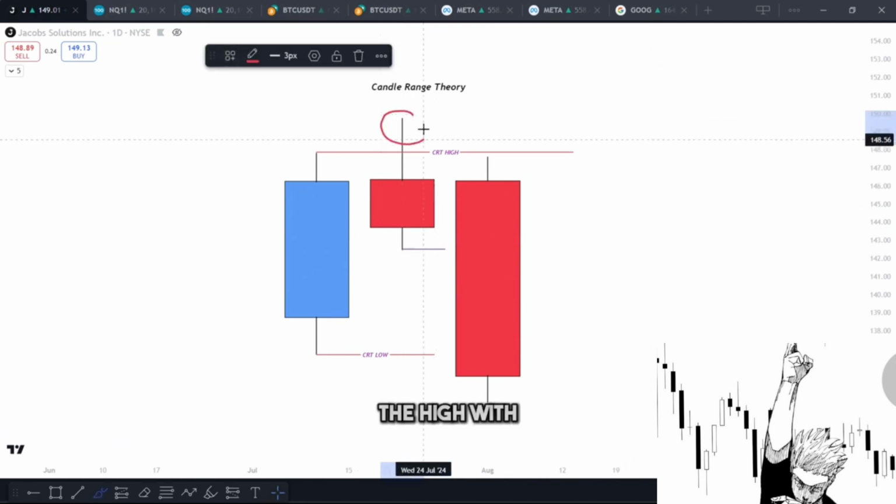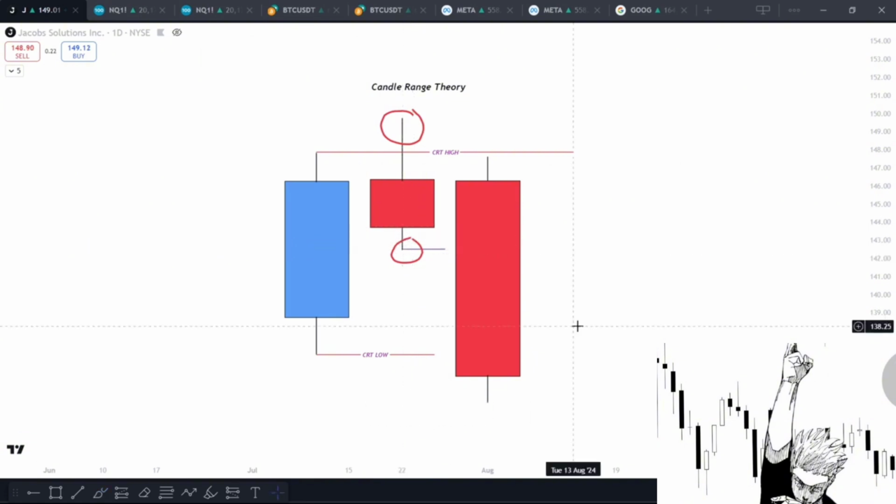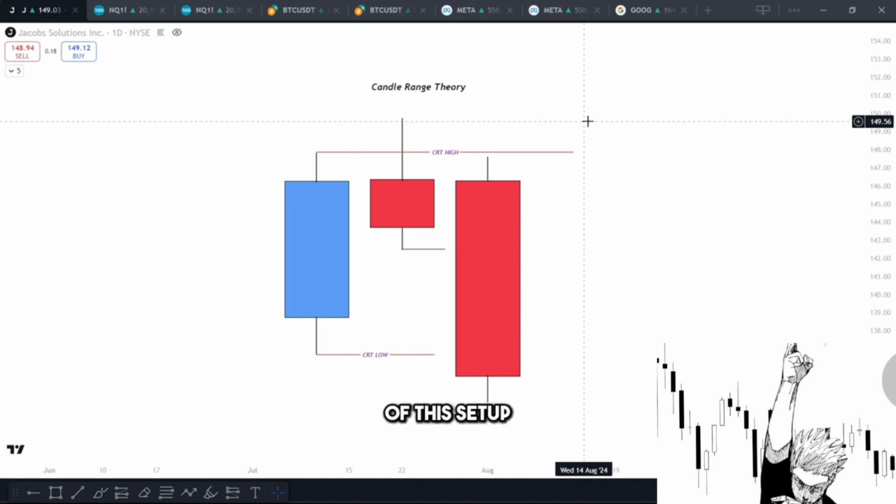So the setup has to have all 3 steps complete for it to actually work out. We first need to take out the high with the wick. We then need price to break under the low of this middle candle, and once that happens, we drop down to a lower time frame and take an entry. So let's take a look at some real examples of this setup in the live markets.